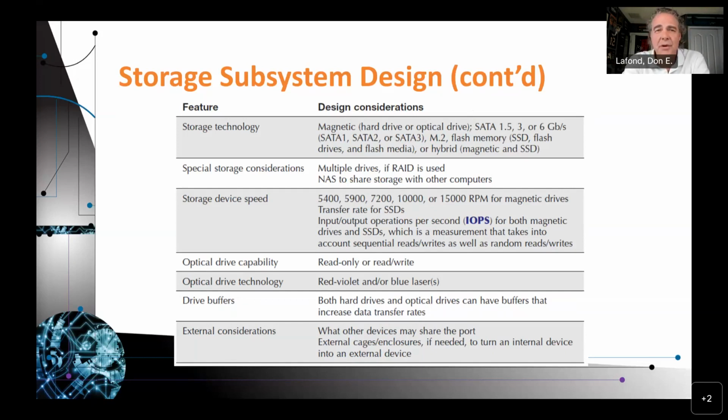Drive buffers. Both hard drives and optical drives can have buffers. I talked about that a moment ago when we were talking about the hybrid hard drive. And external considerations. What other devices may share the port, and external cages or enclosures, if needed, to turn internal devices into an external drive.